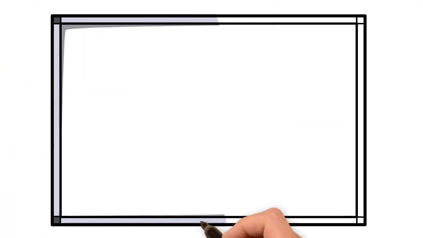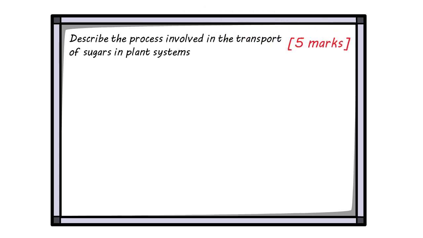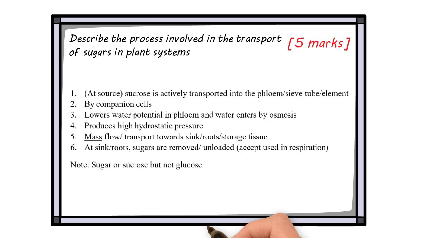So now let's look at an exam style question of describe the process involved in the transport of sugars in plant systems, and this is for 5 marks. So I'm just going to put the mark scheme up now. And I think the mark scheme really gives a nice summary of the process of mass transport in plants. So let's have a look at this. Obviously, you only need 5 full marks, but I would highly recommend learning all 6.